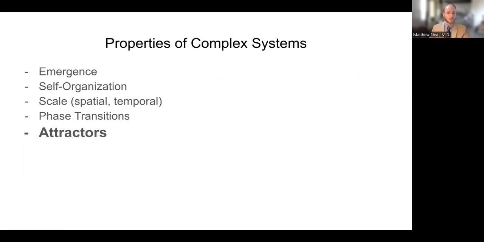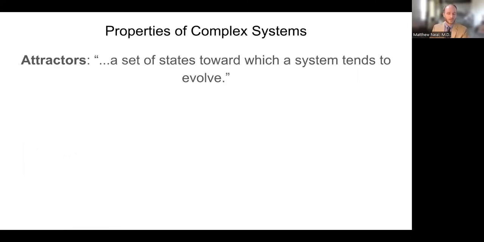So now we can move on here to attractors. Attractors, honestly, they're pretty much what they sound like. It's a set of states towards which a system tends to evolve.